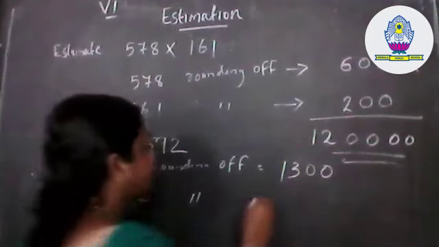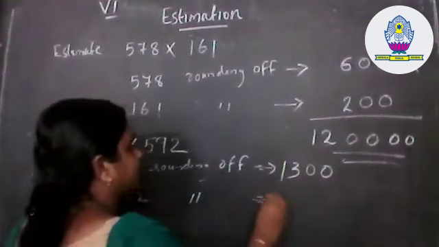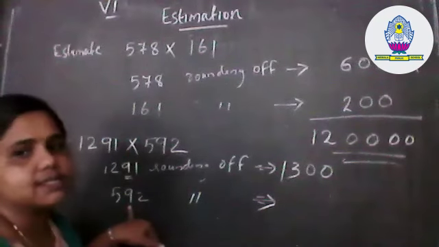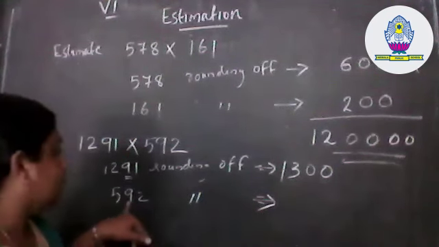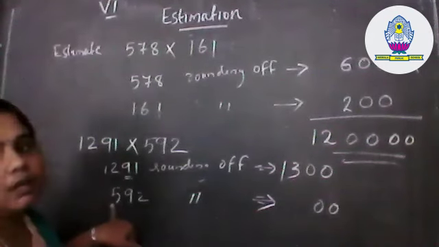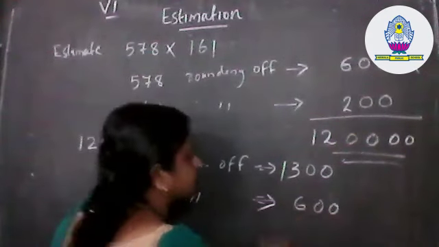Then next one is 592. 592 is rounded off to the nearest 100. The digit in the tens place is 9, which is greater than 5. So the last 2 digits become 0, and the digit in the hundreds place is increased by 1. That is 5 is increased to 6.